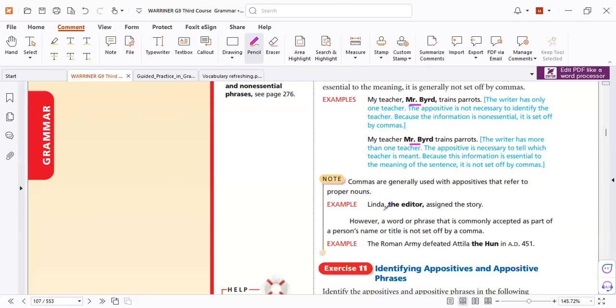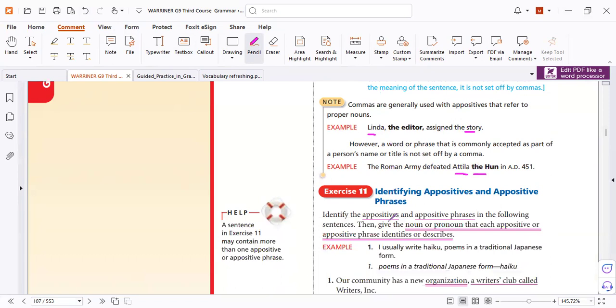That's why here, Linda is known as the editor. So we know him. He's the same. So these are easy examples. Do you understand? Yes.